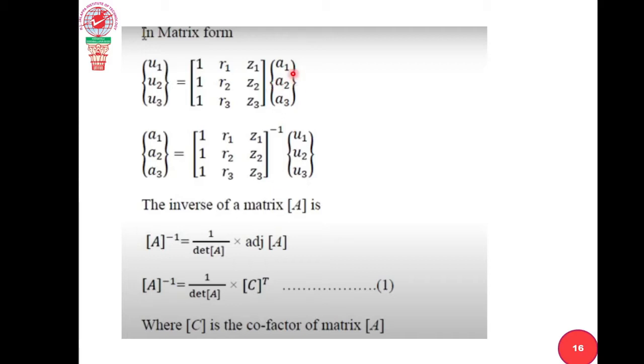Now, I will keep the A1, A2, A3 matrix and transfer this matrix to the left hand side. Therefore, this matrix becomes an inverse matrix. Isn't it? Inverse. Correct? I will keep this A1, A2, A3 and transfer this matrix to the left hand side, that becomes the inverse matrix. Now, let me call this matrix the A matrix.